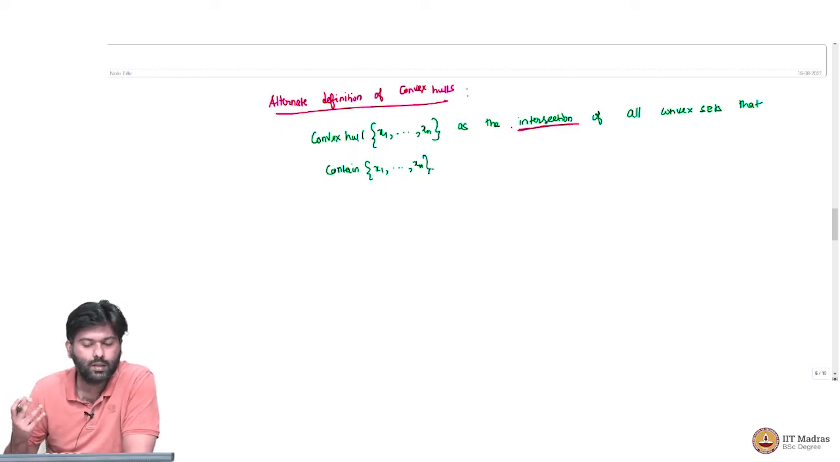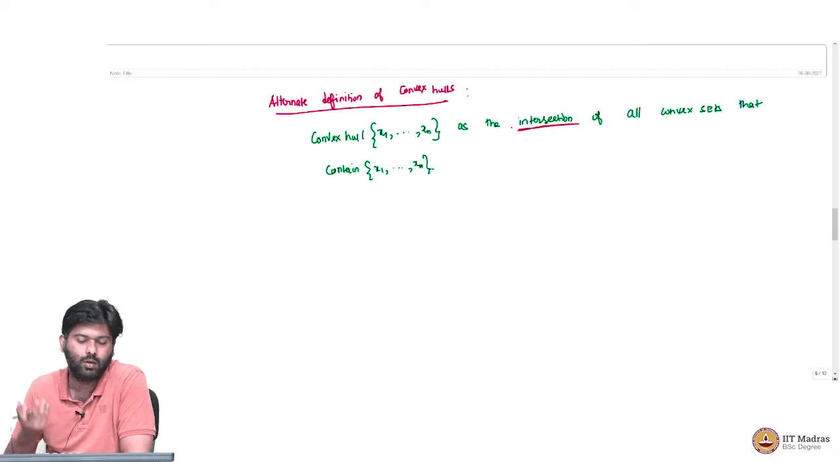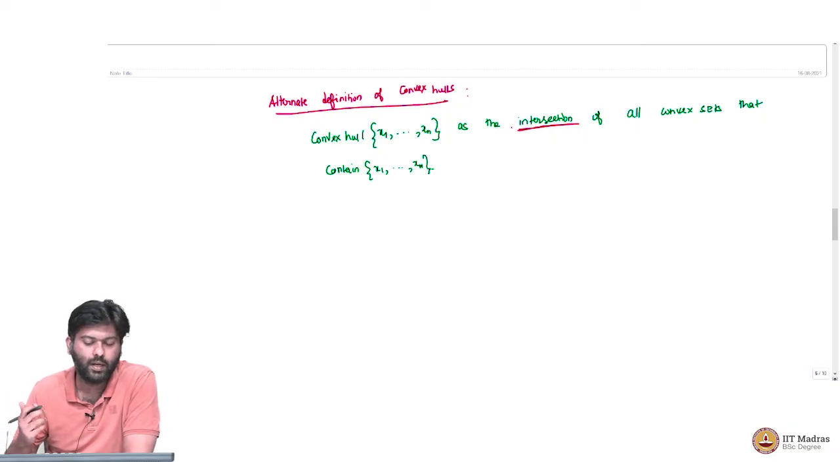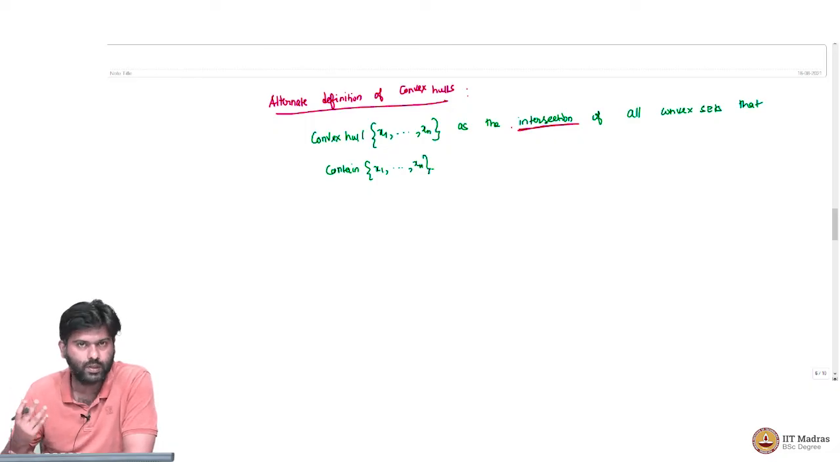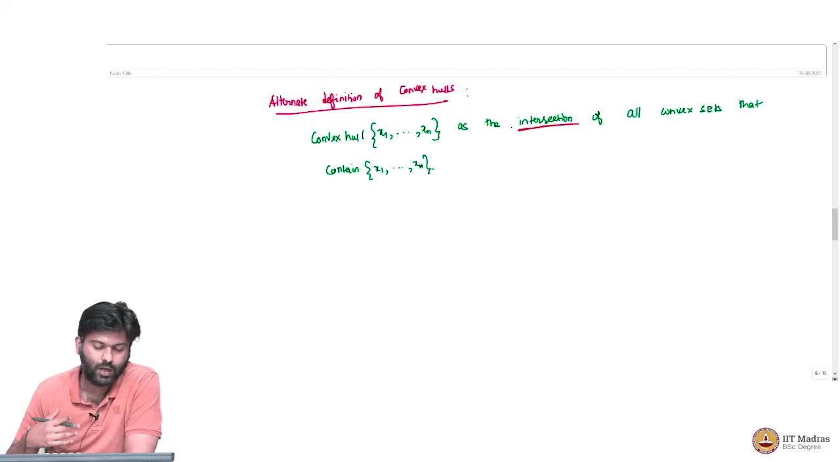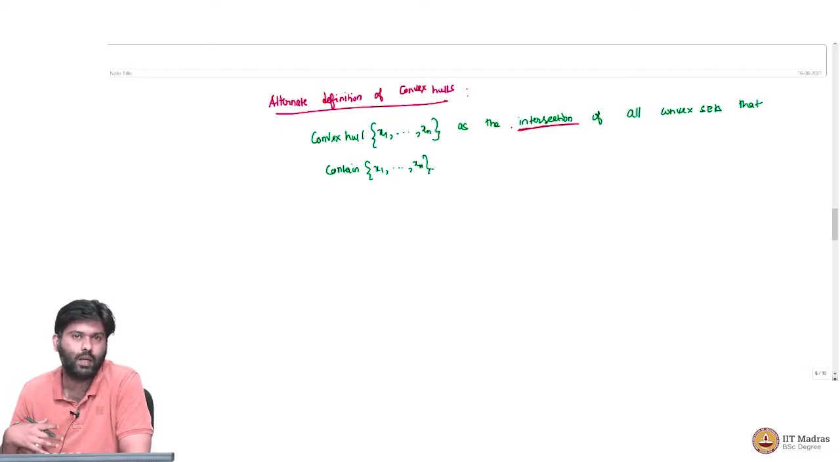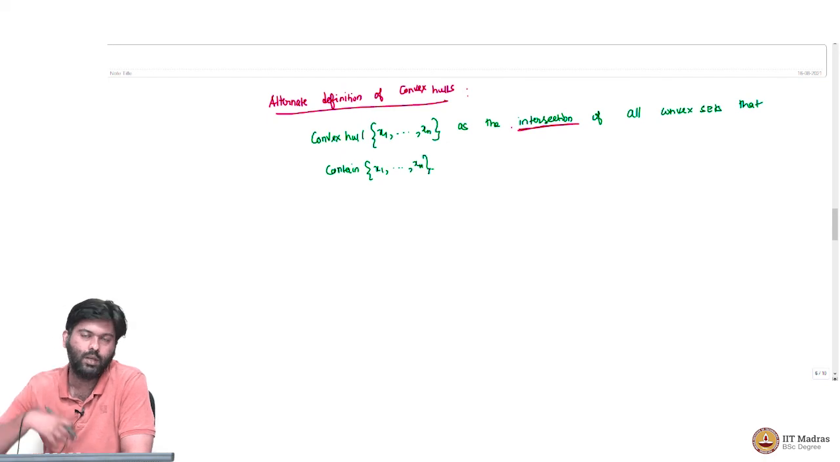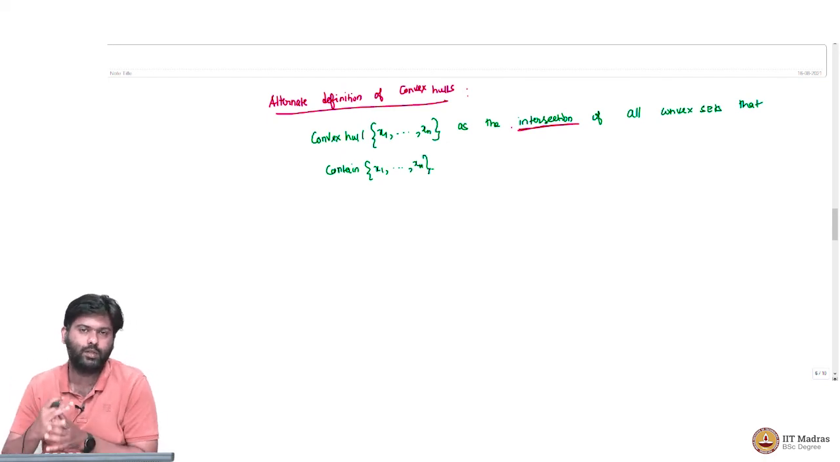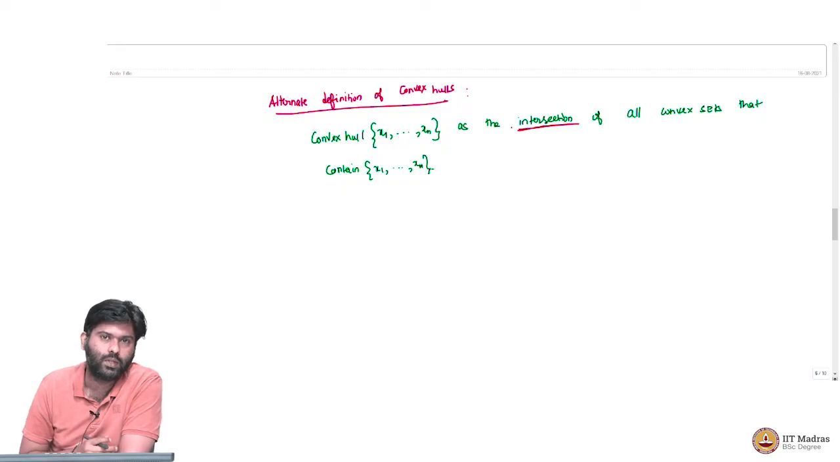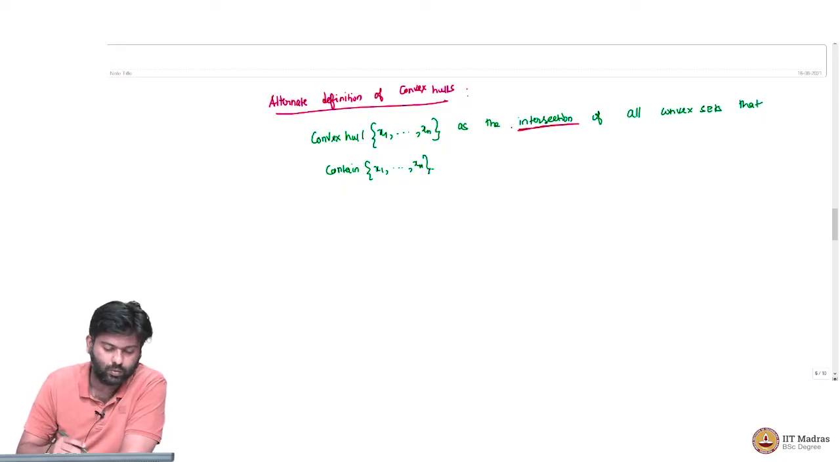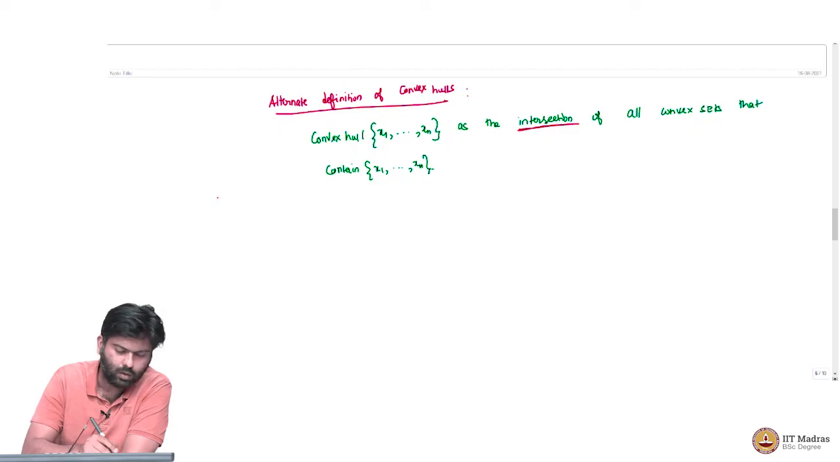Now, the claim is that this set is indeed the convex hull of x1 to xn. So, this is another characterization of the convex hull which might be useful in some cases, where if you want to prove something is a convex set, one way to argue is to show that it is an intersection of sets that contain a set of points. If the original set is convex, then the intersection of all these convex sets will be the convex hull. So, I just wanted to also mention that.